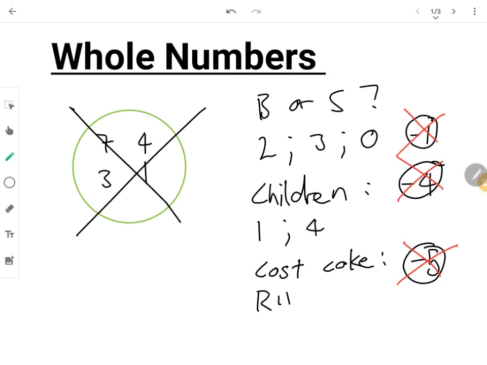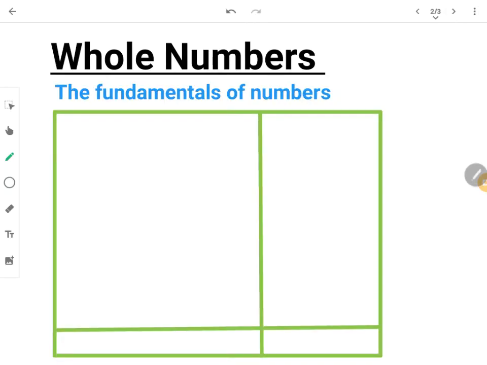Right. So let's look at all the different types of numbers in the real number system. So we're looking now at whole numbers and the fundamentals of numbers. We are going to have 2 main categories. I'm sure you've seen this before. You should have seen it in grade 8 already. We're basically recapping and starting from the basics again, from the fundamentals again.